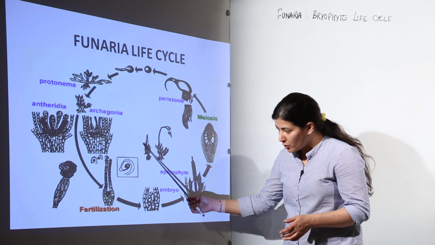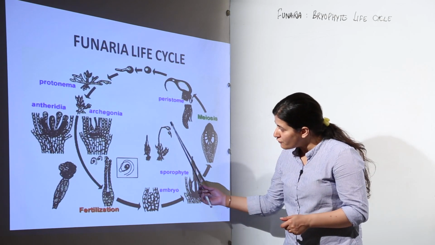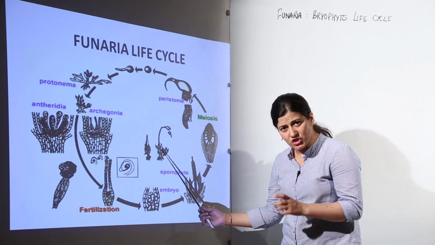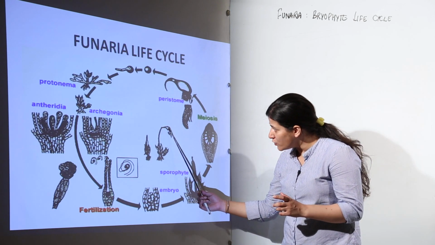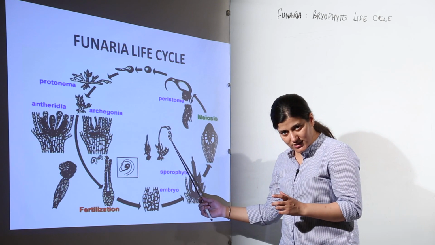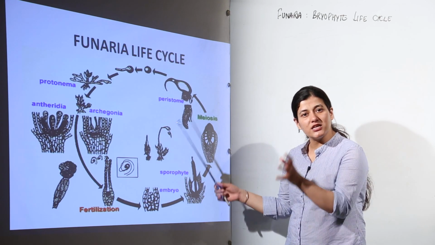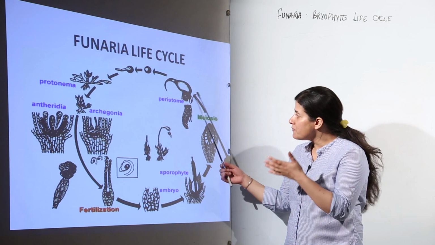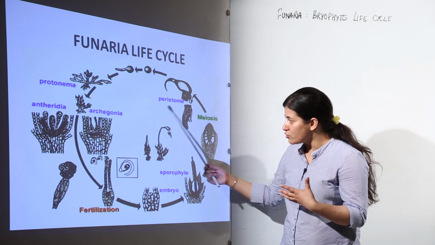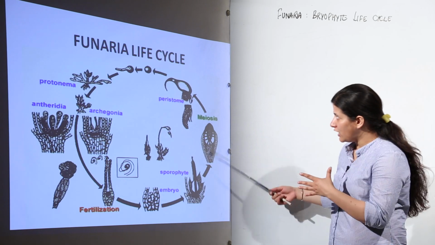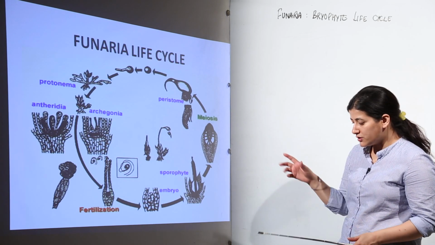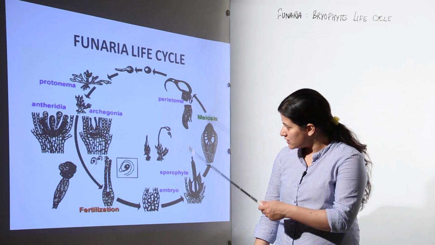Here the sporophyte has developed, and there are leafy appendages, and this is the part of the sporophyte which has a capsule inside it. The encapsulated part has peristome inside it. These have meiotic cells, which give rise to the spores. So, this is about Funaria's life cycle, and you see the alternation of generation, and this is a little bit pictorial.